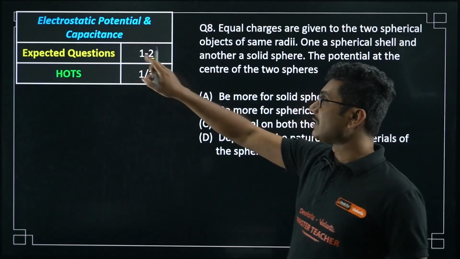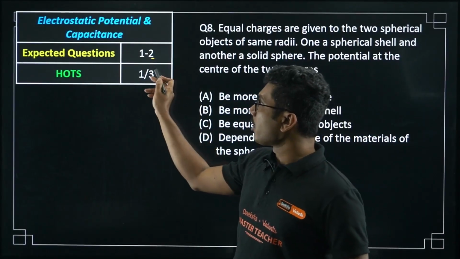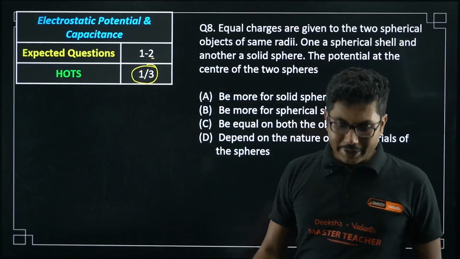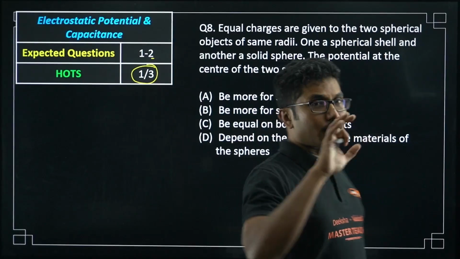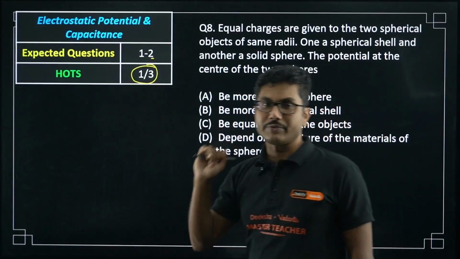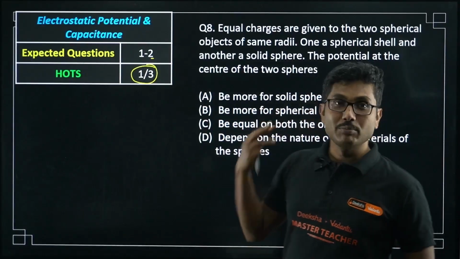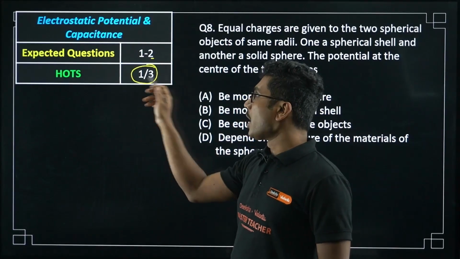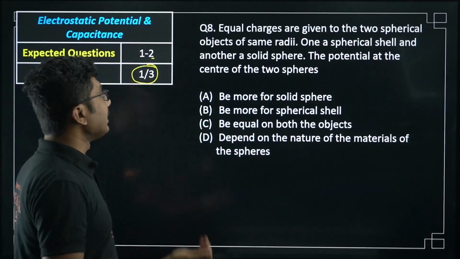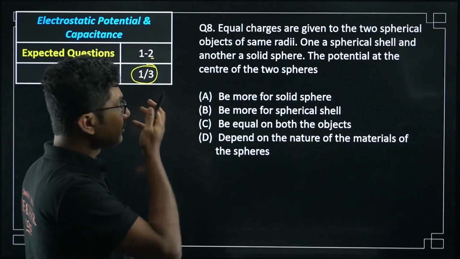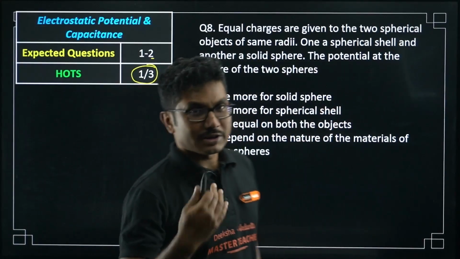Now here you can expect that 1 to 2 questions will come from this chapter, and 1 out of 3 blueprints is saying that there will be a HOTS question from this chapter. So there is a probability that there will be a HOTS question from this chapter as well. 1 by 3 means you have 3 blueprints, and 1 of the 3 blueprints is saying there will be a HOTS question from this chapter. So let's start with the chapter questions. There will be some easier questions, and some HOTS questions as well from this chapter, because we cannot skip HOTS questions.